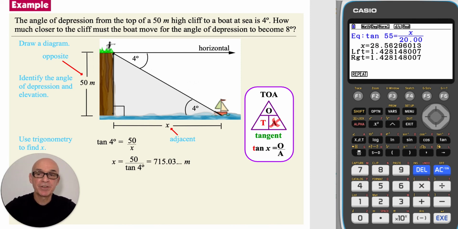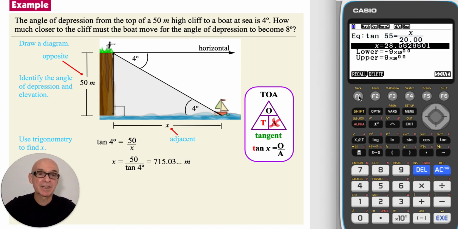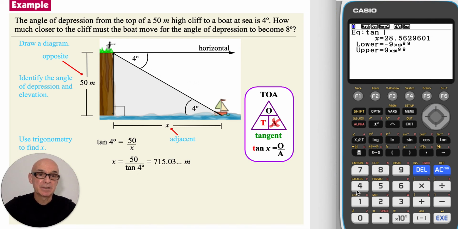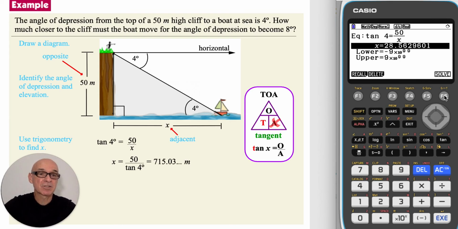Alternatively, solving the original equation on the calculator, F1 to repeat a calculation and scrolling up, pressing tan and then 4, shift to access equals, and then a fraction button, putting 50 in the numerator, scrolling down and putting the x variable in the denominator, pressing execute, and pressing F6 to solve.